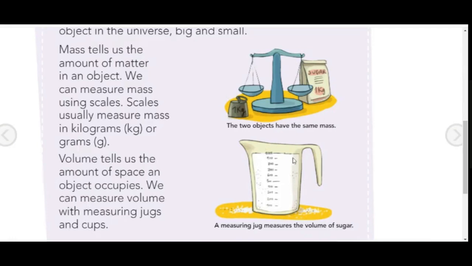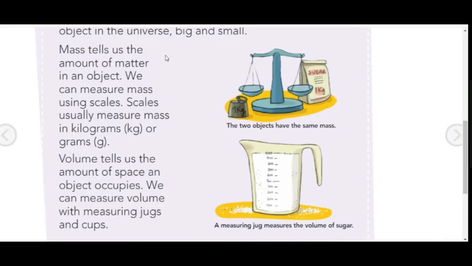Here we can see a measuring jug, and you can know the volume of an object by looking at these numbers. Okay, and do you know who discovered the volume? It was discovered by Archimedes. You can look for the story on the internet, but I think it's very interesting. Archimedes, and he said what word? Eureka, in Spanish, of course.